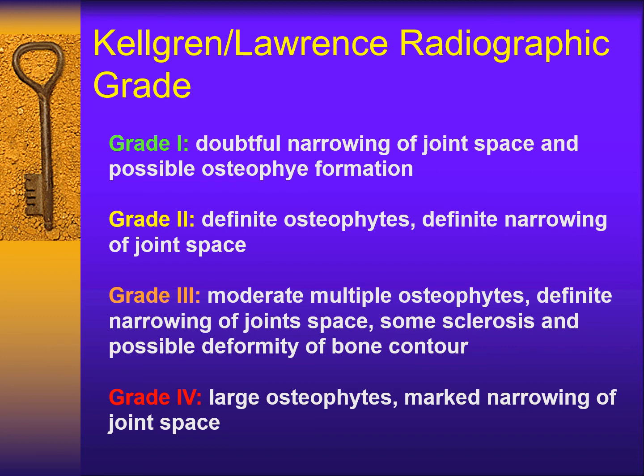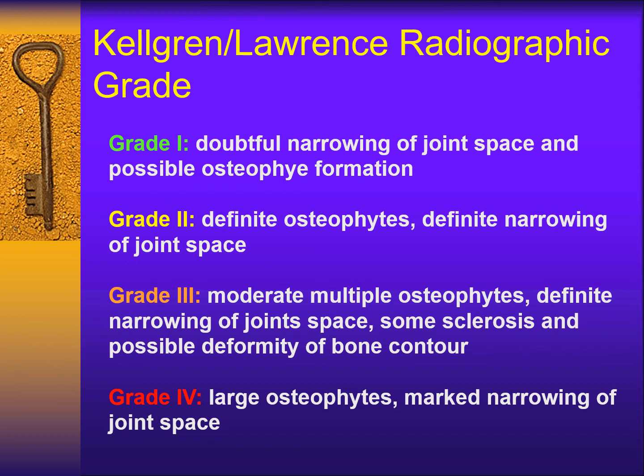So for example, grade 1 would be very, very minimal or doubtful narrowing of the joint space, and there may be some subtle osteophyte formation. And then as we move up through grade 2, grade 3, and grade 4, we see more and more of these changes taking place, with more osteophyte formation, more and more joint space narrowing, and we may see more sclerosis as well associated with this.